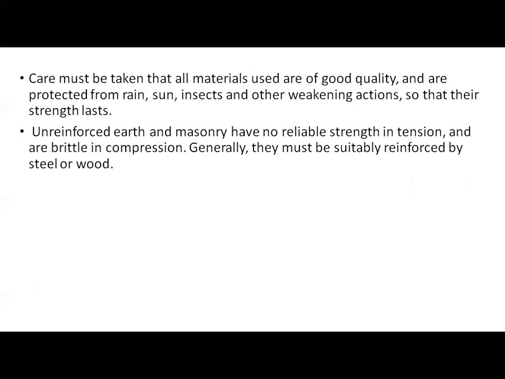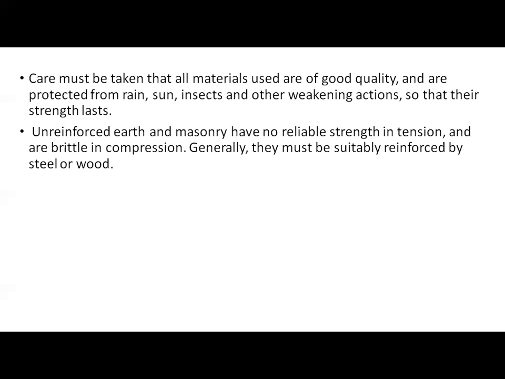Okay, next point is the general principles of earthquake resistant building. Care must be taken that all materials used are of good quality and are protected from rain, sun, insects, and other weakening actions, so that their strength is not lost. Look, we should take care that each and every material should be in a good position. Concrete has cement, sand, aggregates, after that there is steel, and whatever materials we are using for the roof, all should be in good condition. If they are not, because of rainfall, sun, insects or other weakening action, their strength will go and reduce.